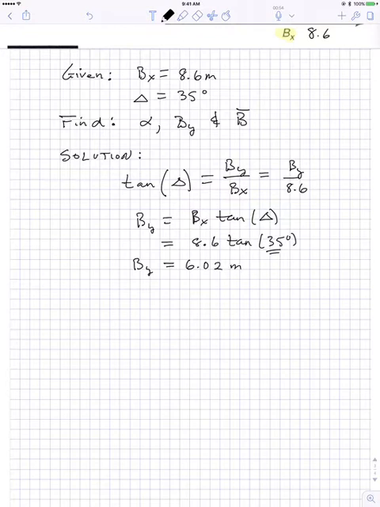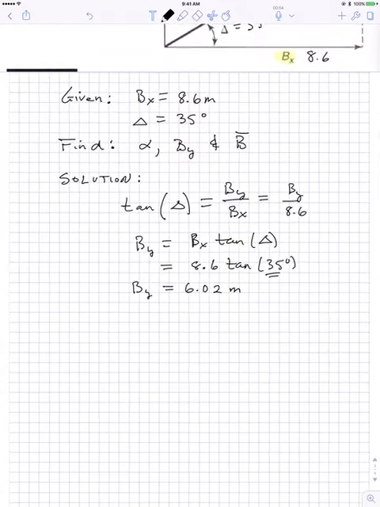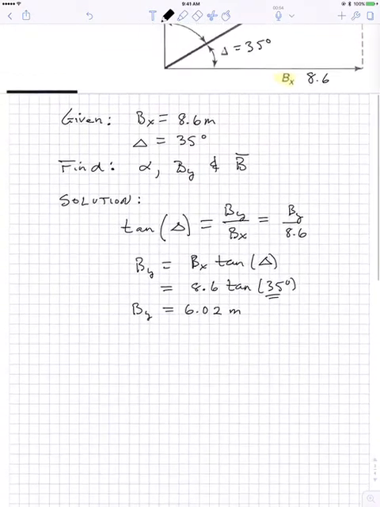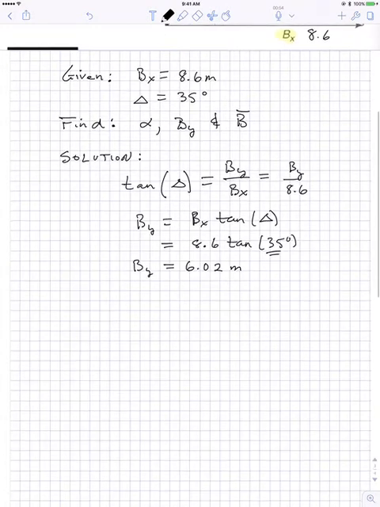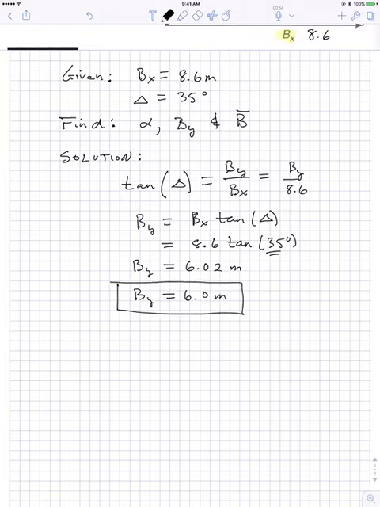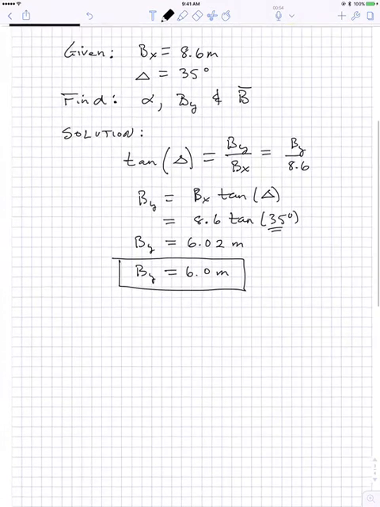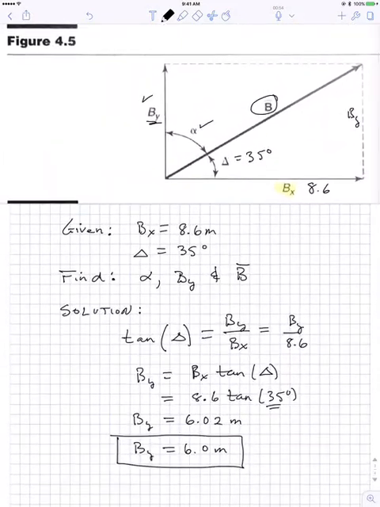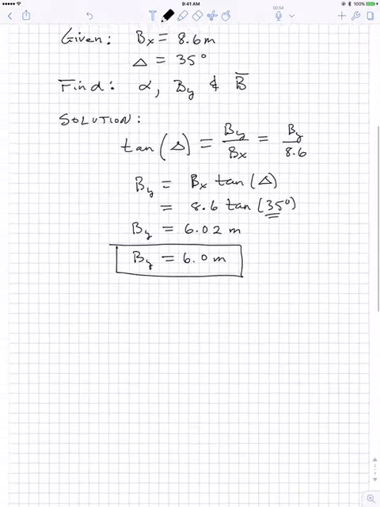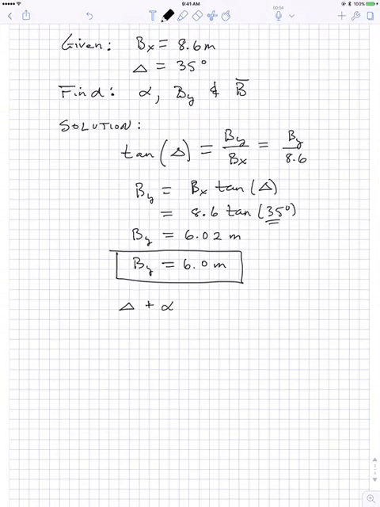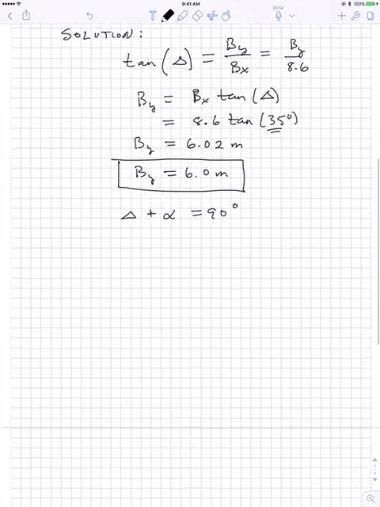But then we ask the question, how many significant digits are we looking at? And so in this problem, you look at the given statement, and you can see we have 2 significant digits. Okay, so we would report By to be 6.0 meters and box the answer. The other theory that we have is we know that this triangle is a right triangle. Okay, so that means that delta plus alpha is 90 degrees. So that lets us solve for alpha.